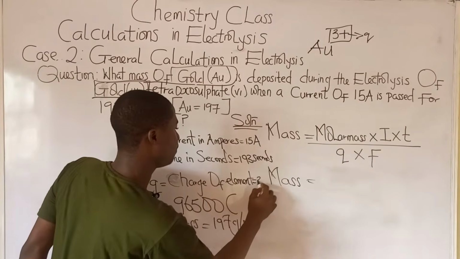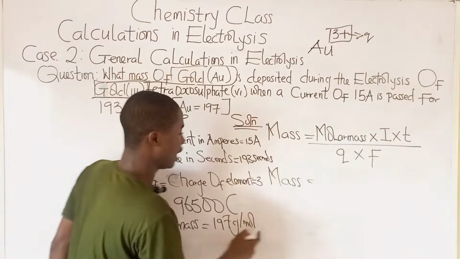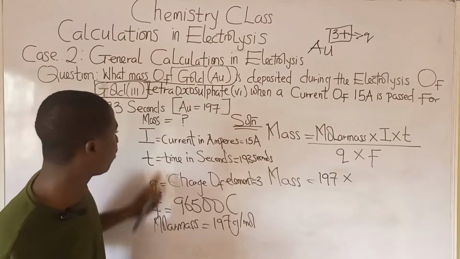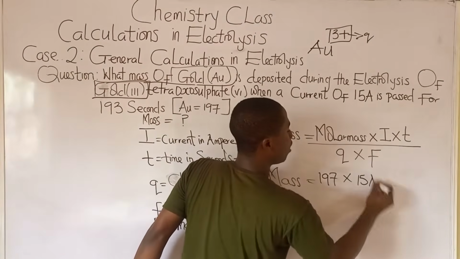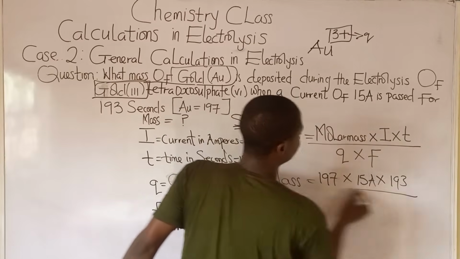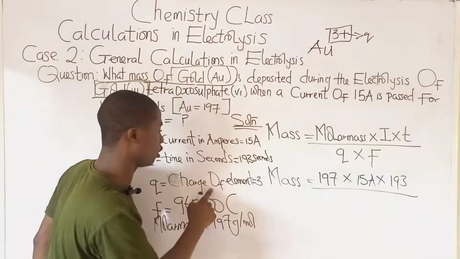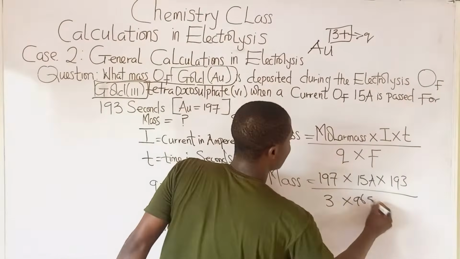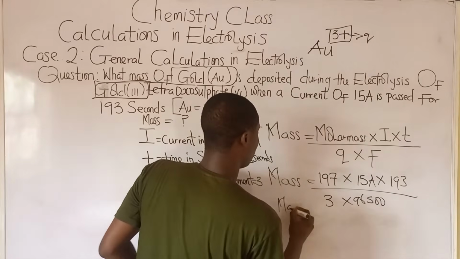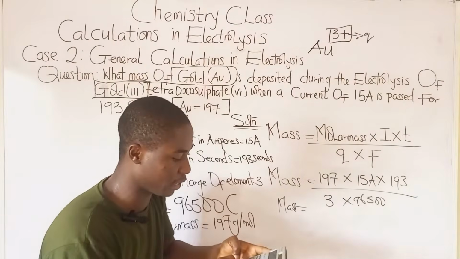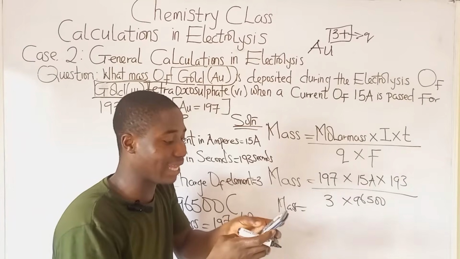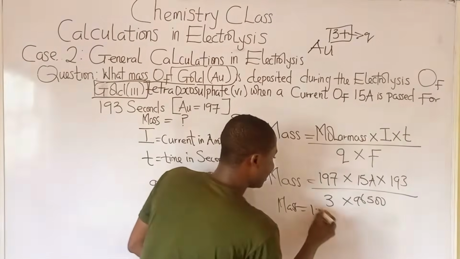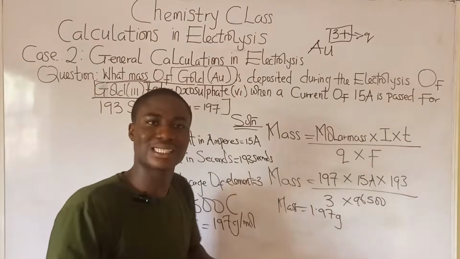So here becomes 3, whereby our mass, let's input, the molar mass is 197 grams per mole times what's our I, which is the current in what? Amperes, and it's 15A, was our time 193 seconds over what is our Q, which is the charge of the element. It is 3 times what's Faraday's constant, 96,500 coulombs. When we input all these into the calculator, what do we get? 197 times 15 times 193 over 3 times 96,500. That is 1.97 grams.